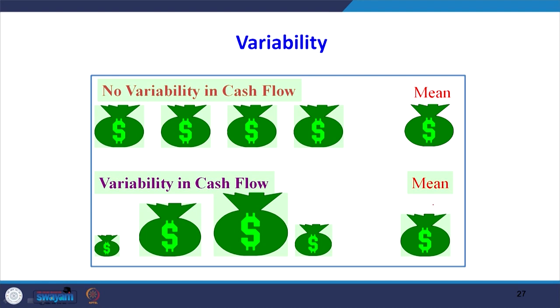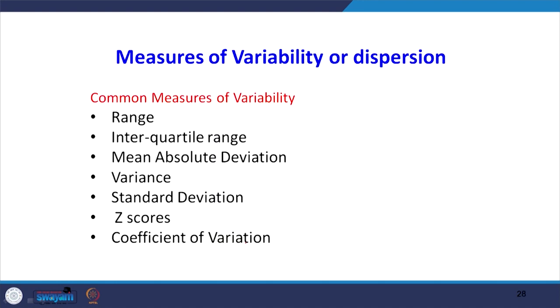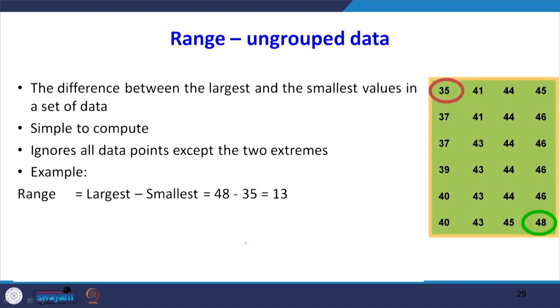When you look at only the mean value, it is the same, but when you look at the left hand side, the second data set has more variability. The quality of the mean is explained by its variability, that is nothing but dispersion. There are different measures of variability: range, interquartile range, mean absolute deviation, variance, standard deviation, Z scores and coefficient of variation. We will see them one by one.